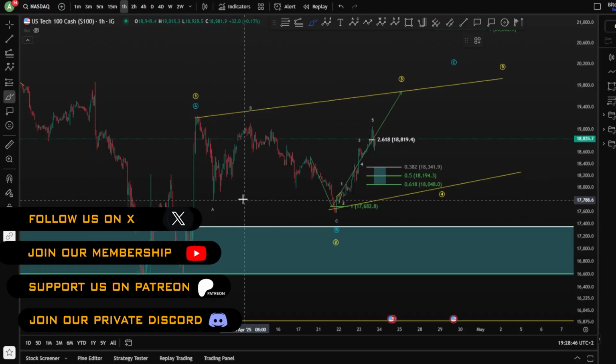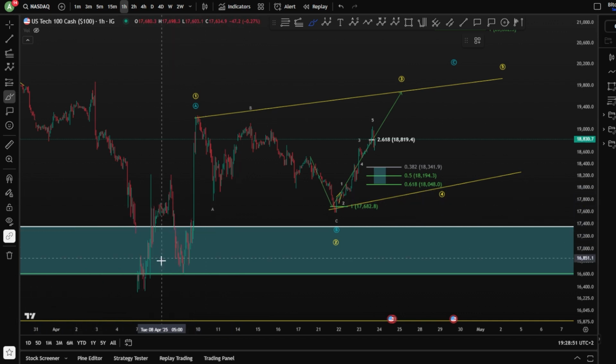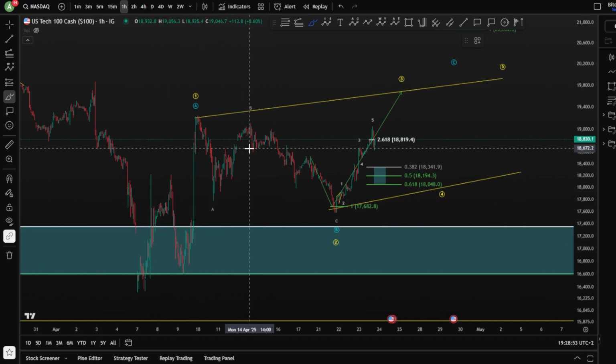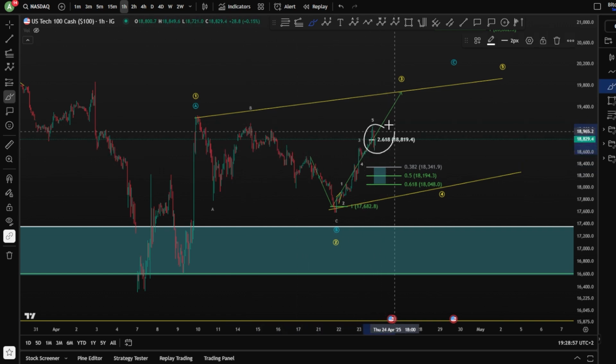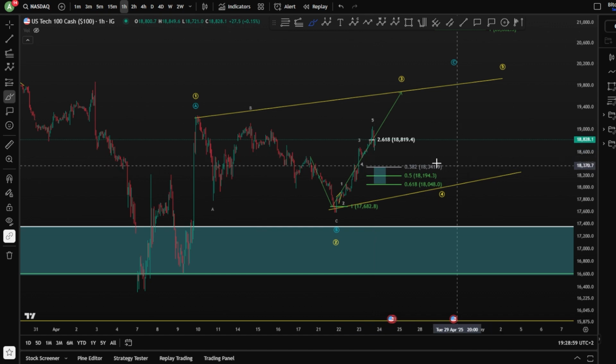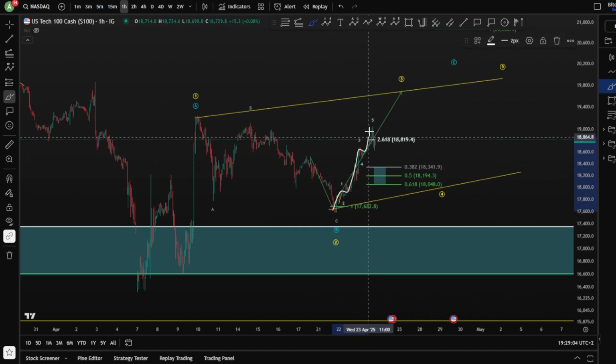Hello everyone, welcome to a new video for NASDAQ price prediction based on Elliott wave analysis. This is an intraday video where we are looking at NASDAQ and SPX for the intraday on the 1-hour chart and the 50-minute chart. So basically we are looking of course for this impulse toward the upside.